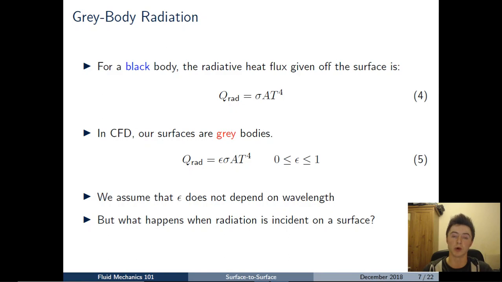And if epsilon is 1, then we have a black body. And for our grey bodies, epsilon is going to be somewhere between 0 and 1. And it's just worth pointing out here that for the surface-to-surface radiation model, we assume that epsilon doesn't depend on the wavelength. We assume it's a constant, and it's a property of the surface that we defined beforehand. So equation 5 is how we can quite easily account for the radiation given off by our hot surfaces.